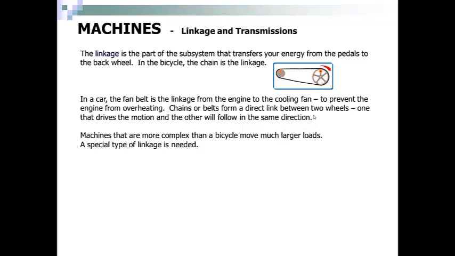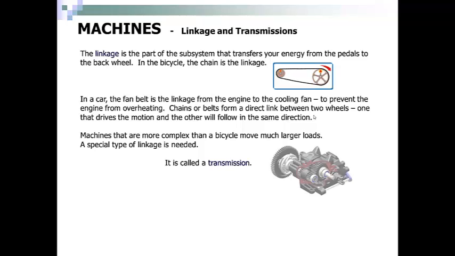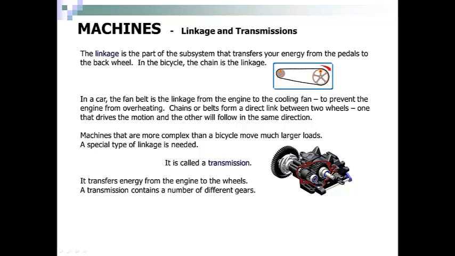Machines that are more complex than a bicycle move much larger loads. A special type of linkage is needed. This is called a transmission. You'll find that in cars. So this is the transmission of a car. It transfers energy from the engine to the wheels.